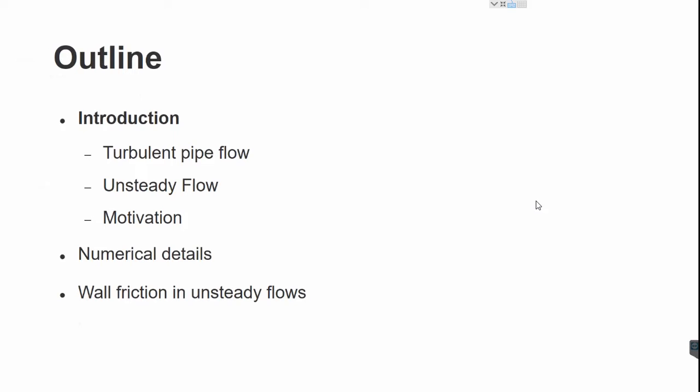So today during this talk, we'll have a brief introduction about turbulent pipe flow and steady flow, and then I will talk about the motivation related to this work. Later, I will talk about the numerical details of the simulations I ran, and finally, I will talk about wall friction in unsteady flows.